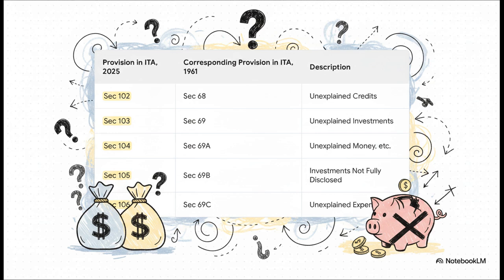So you have Section 103, which goes after investments that aren't in the books. Then there's Section 104 for unexplained cash or valuables. And Section 106 looks at any spending where the source of the money is a total mystery. The principle is exactly the same. If you own it or you spent it and you can't explain it satisfactorily, it's going to be taxed as your income. Simple as that.